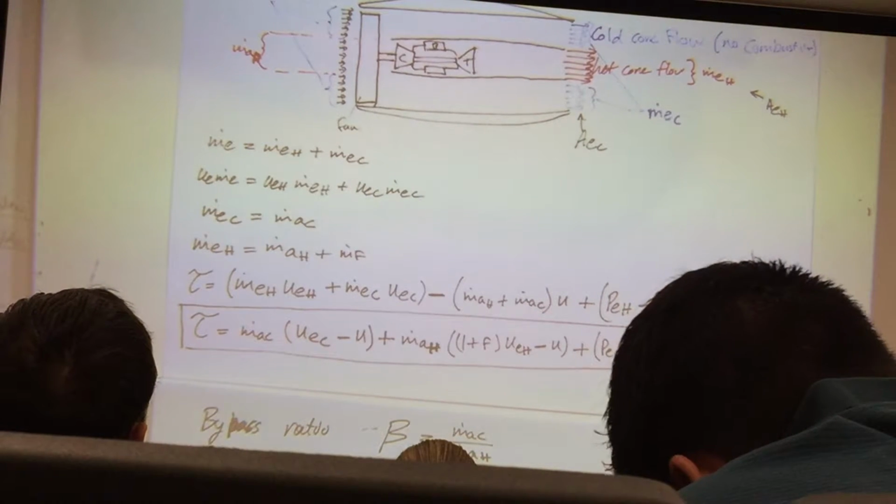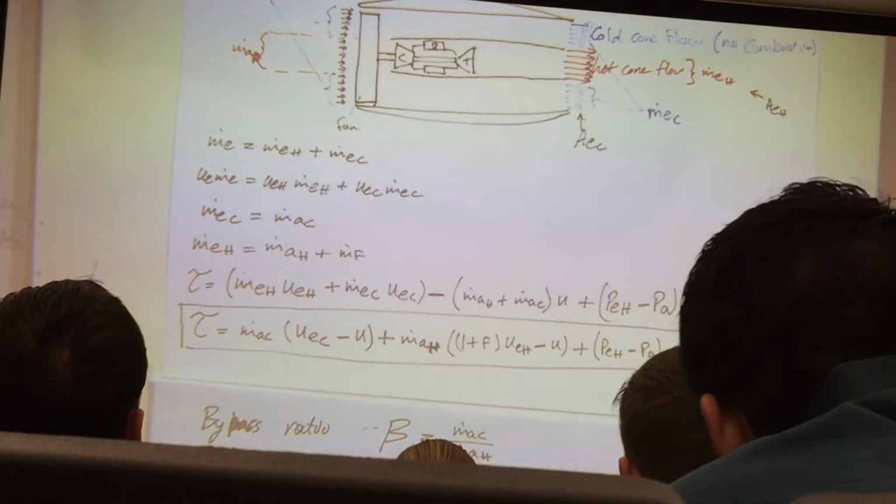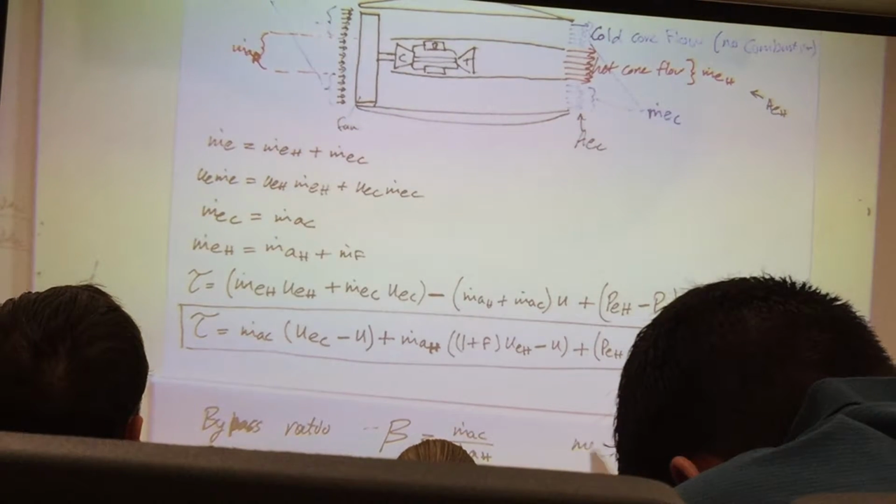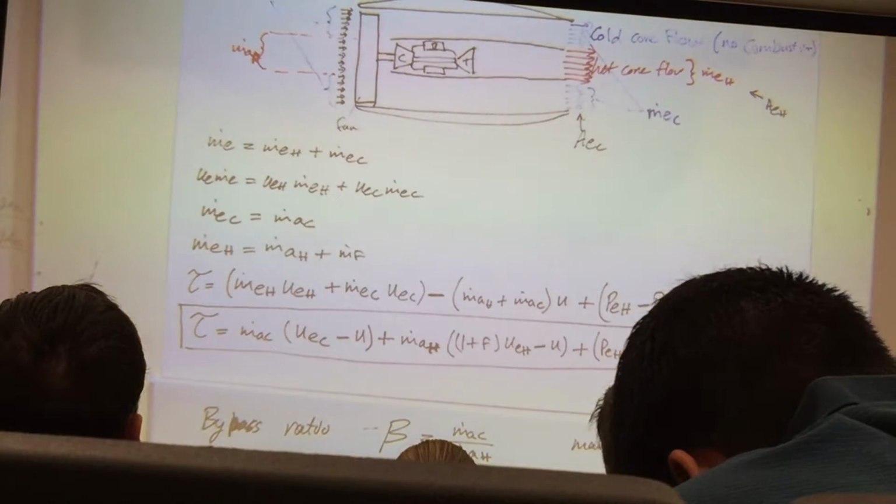And we'll see this later on. But that's our, let's say, main parameter for turbofan. We'll talk about it once we get to turbofans.